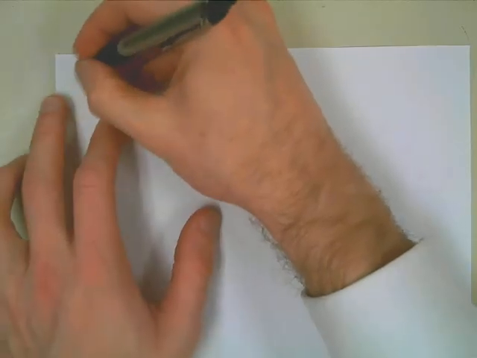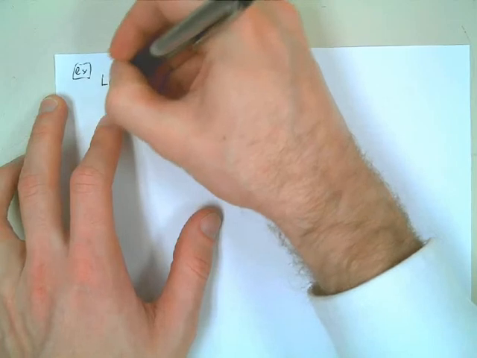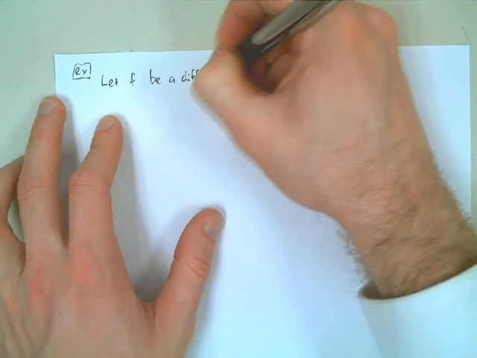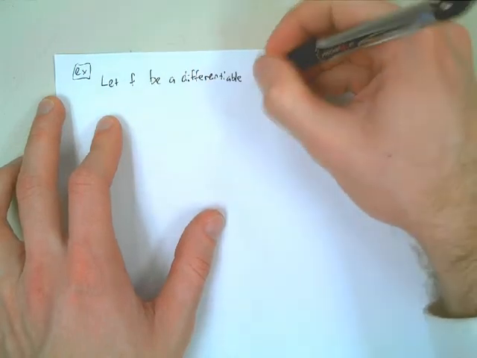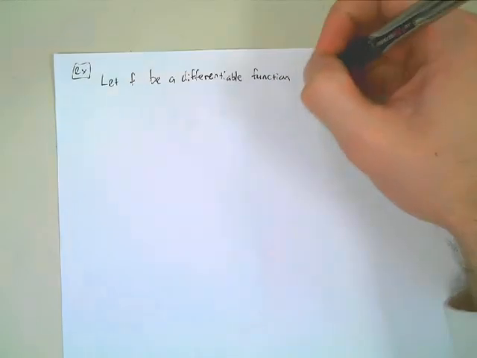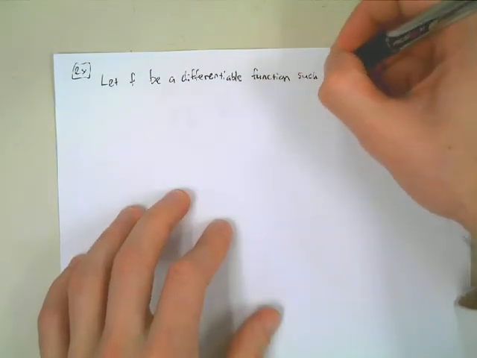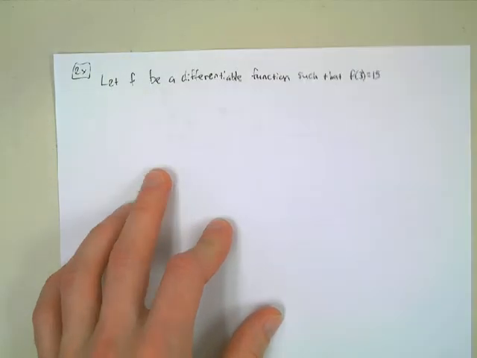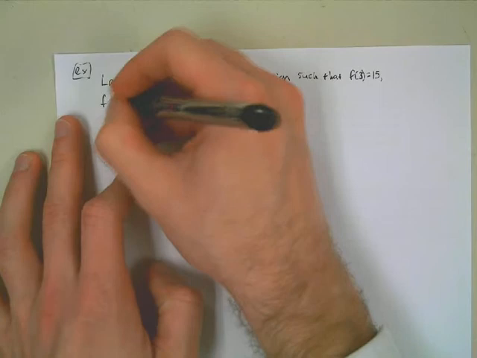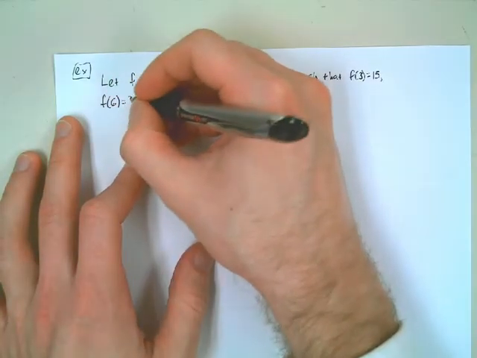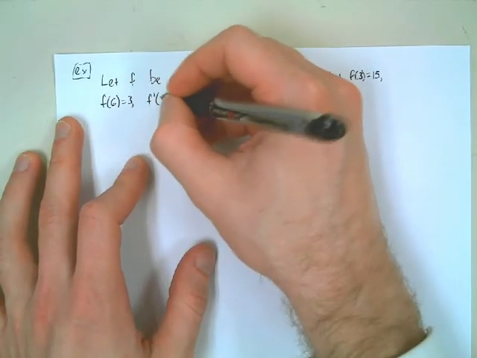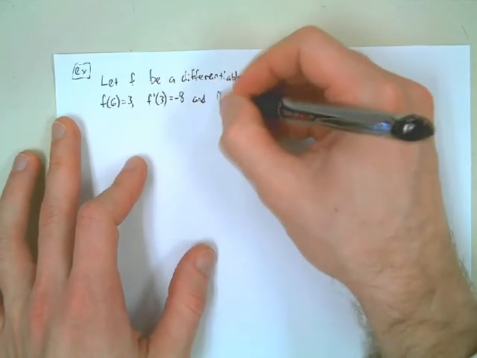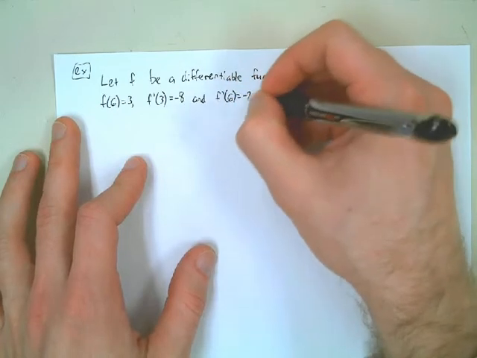Let f be a differentiable function such that f of 3 equals 15, f of 6 equals 3, f prime of 3 equals negative 8, and f prime of 6 equals negative 2. So you get all these random points, and you're like, what? What am I supposed to do with these?